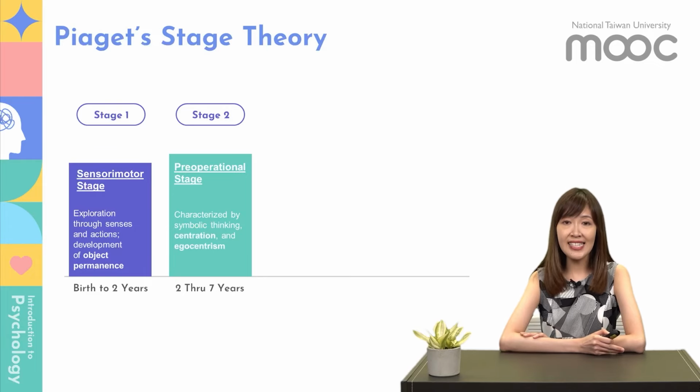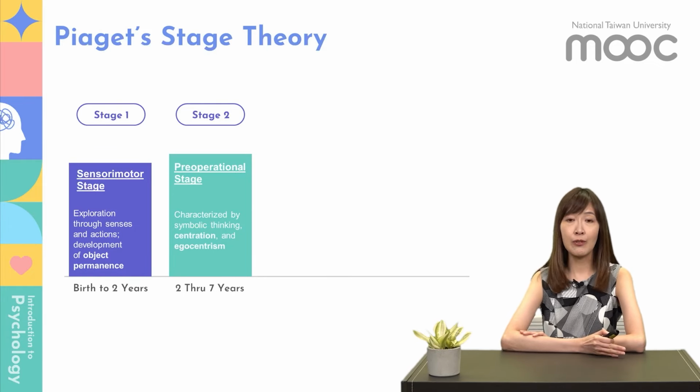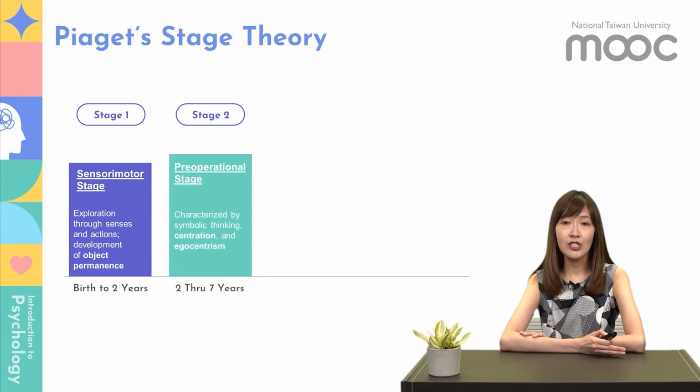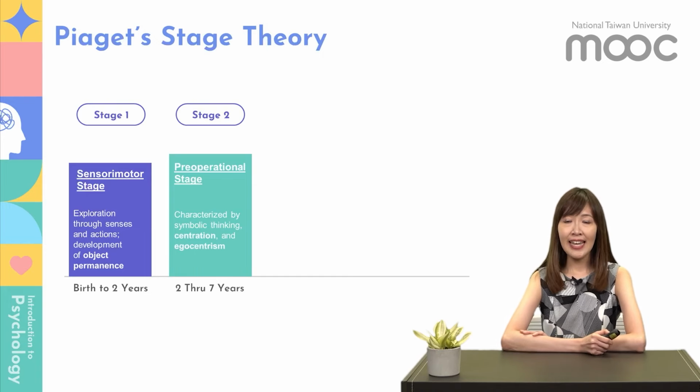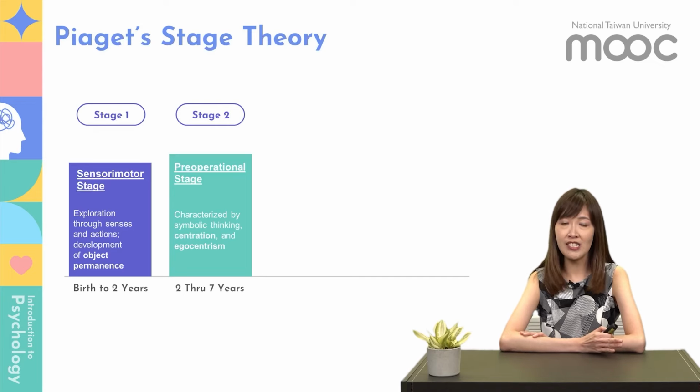Next, the second stage is called the pre-operational stage, and it's for children around 2 to 7 years old. Now they understand language, so they can use some symbols to represent things. And during this time, children have centration. That means children can only focus on one thing at a time. They're not able to consider multiple things simultaneously.